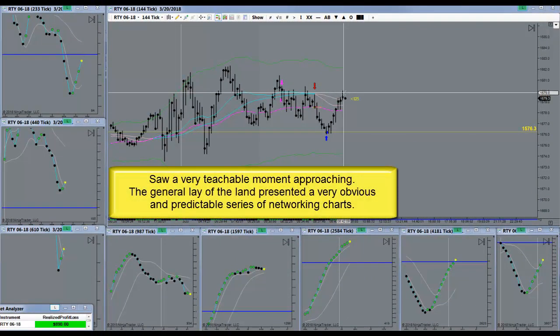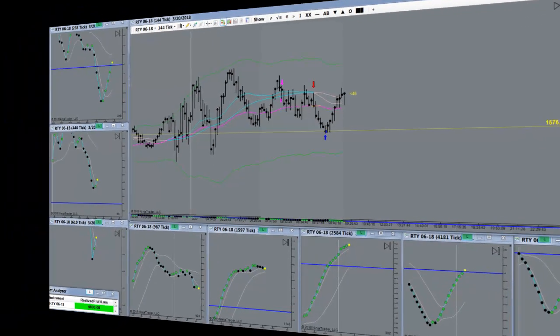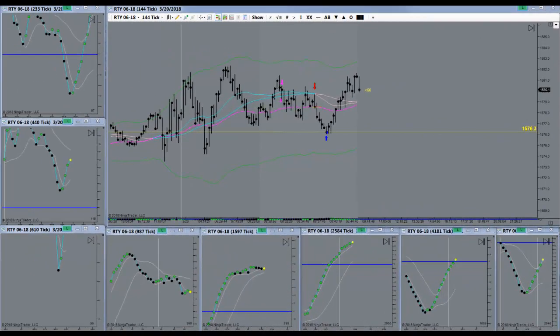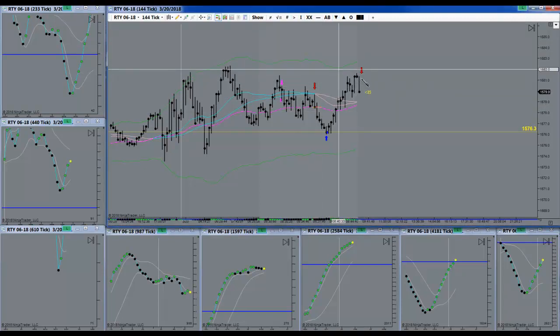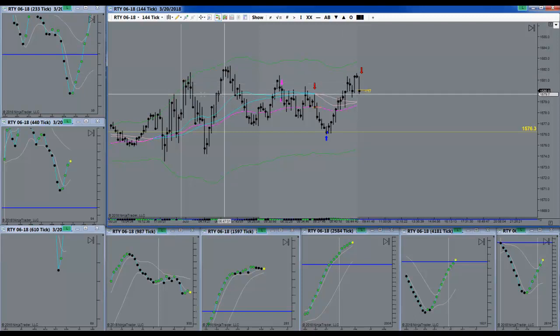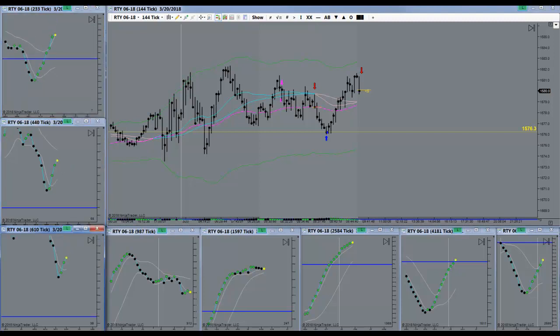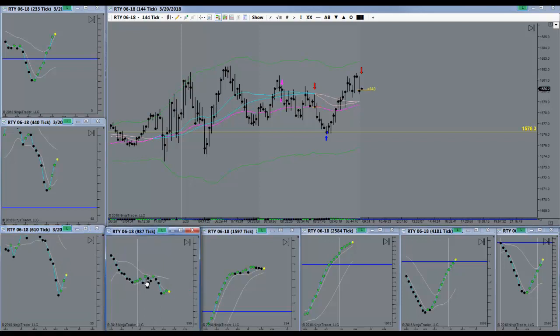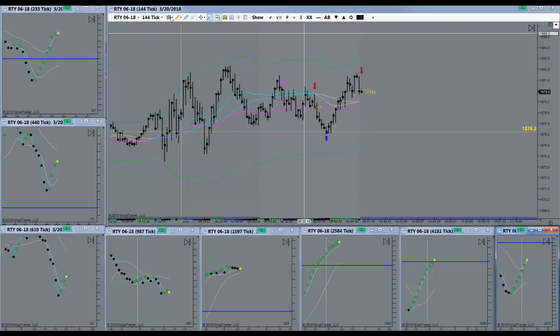Okay, looking for shorts here. Here it is. There's the signal. Go short right there. Three nuggets is down here.